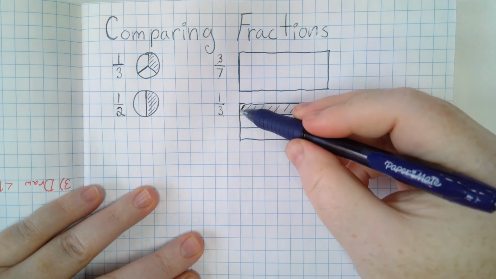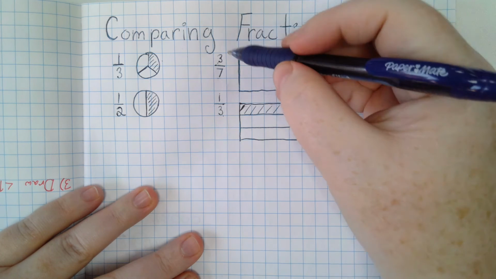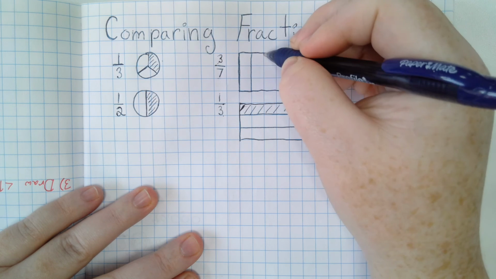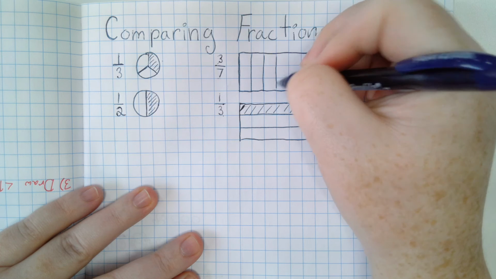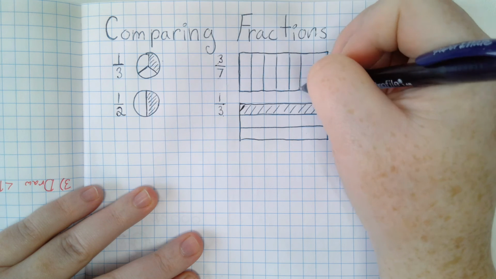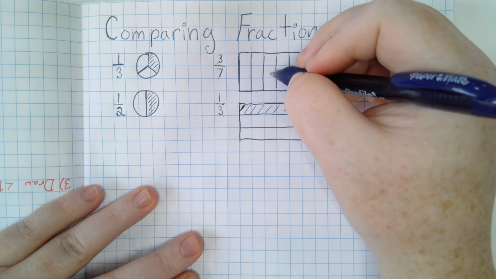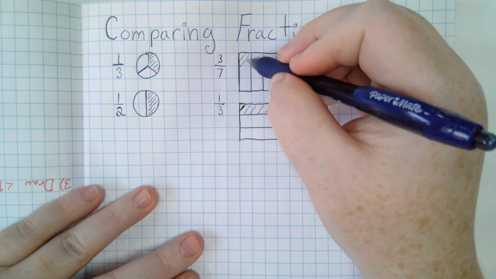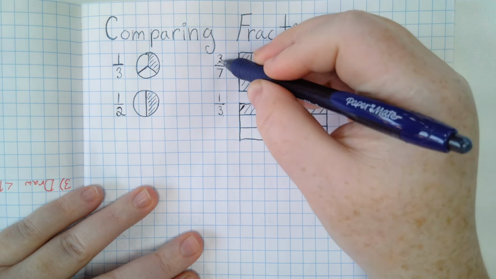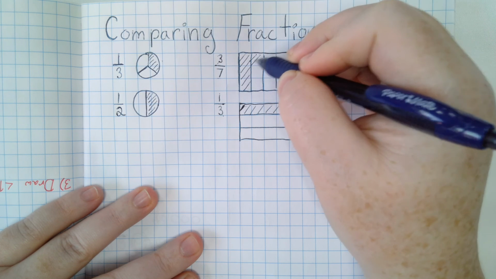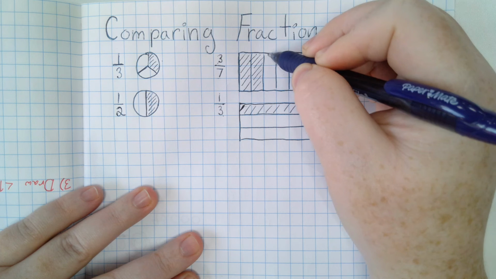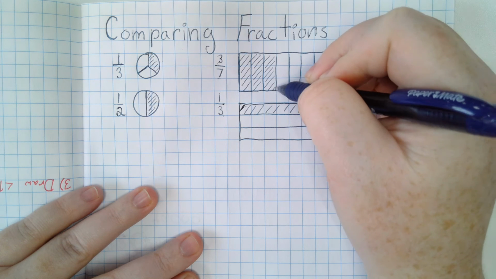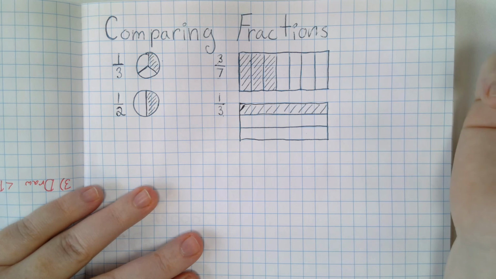So if I want to shade 1/3 of it, I can go. I've shaded 1/3. And here I want to shade 3/7. Well, to find sevenths, I can draw my lines this way. So now I have 1, 2, 3, 4, 5, 6, 7. So this is 1/7, but I don't just want 1/7, I want 3/7. So there's 2/7, and there's 3/7.